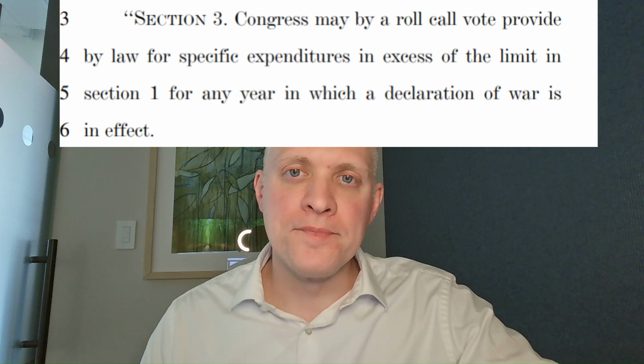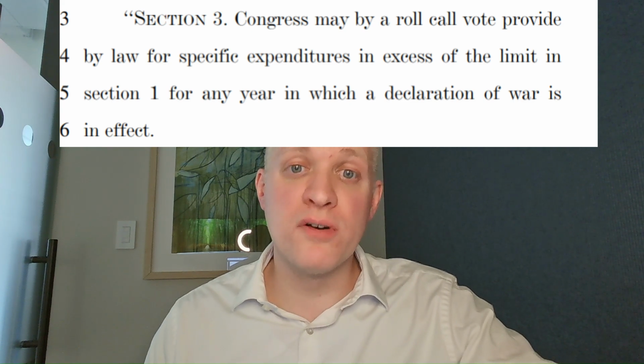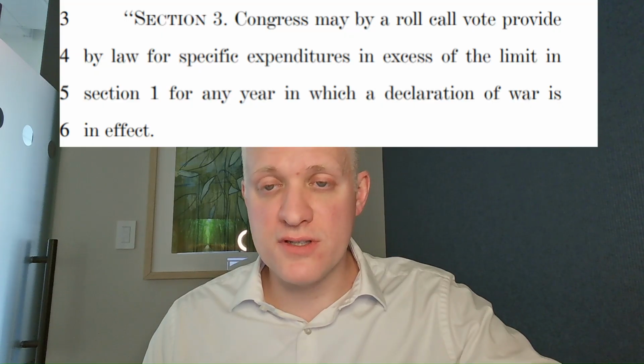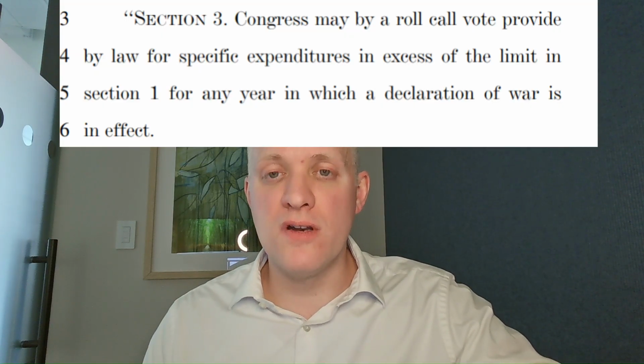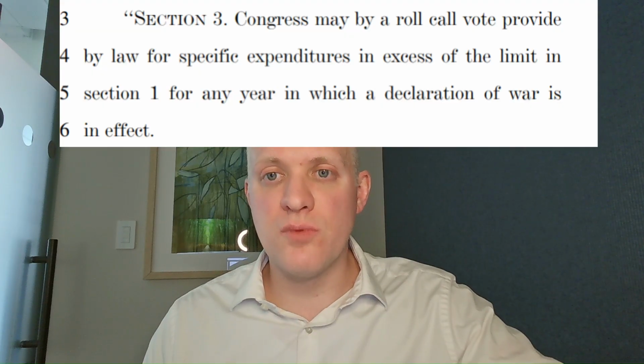Moving on to Section 3. Congress may, by a roll call vote, provide by law for specific expenditures in excess of the limit in Section 1 for any year in which a declaration of war is in effect. So this is like the previous one. It's an emergency situation. You can do specific expenditures. What's different is that this is the normal majorities if there's a declaration of war that's in effect. It would be nice to limit this provision to just the military contingency, but a lot of members think that if there's a war going on, then that needs to be the primary focus. So that's what's going on there.